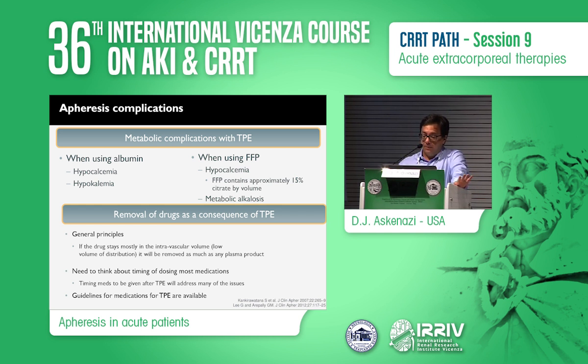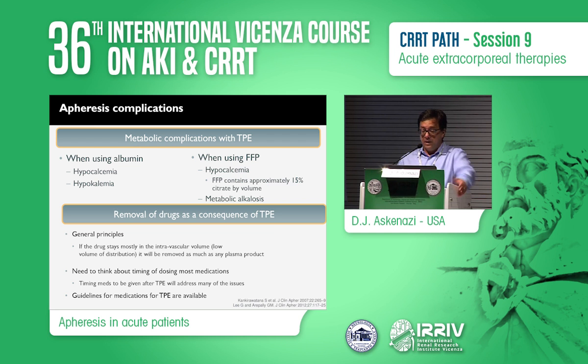Again, if you're using FFP, you run the risk of hypocalcemia because FFP contains tons of citrate. And you can develop metabolic alkalosis, much like we have learned about citrate anticoagulation on CRRT. And I've mentioned drug removal as a big problem. It's always best to plan to give the antibiotic or the medicine right after you finish the pheresis. That's the easiest way to go if you have a once-a-day medicine. If you have a medicine you're giving 3, 4, 5 times a day, it probably doesn't matter much, but you've got to be cognizant of it. Otherwise, you're going to be stealing these important drugs from your patient.